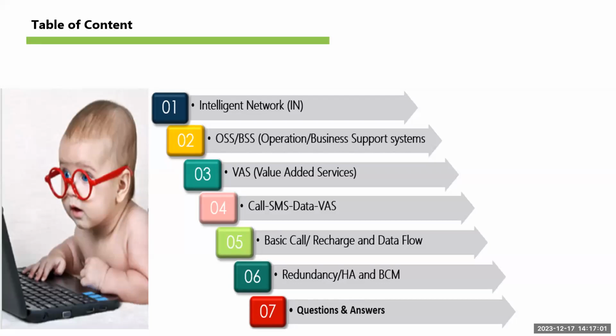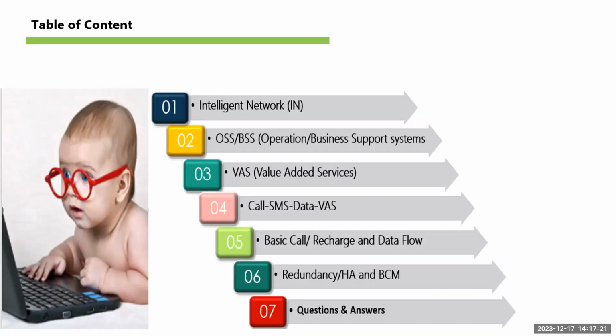So basically, this week is going to be intelligent network, OSS, BSS, VAS, call, SMS, data VAS, basic call, recharge and data flow, redundancy, high availability, and business continuity management. So that is what we're going to go through in this class.